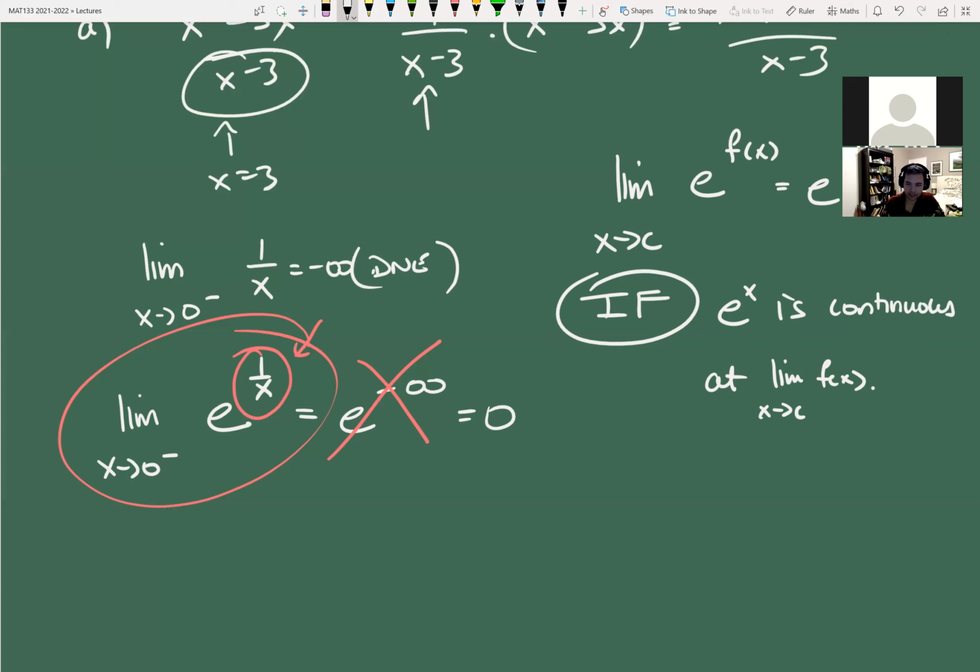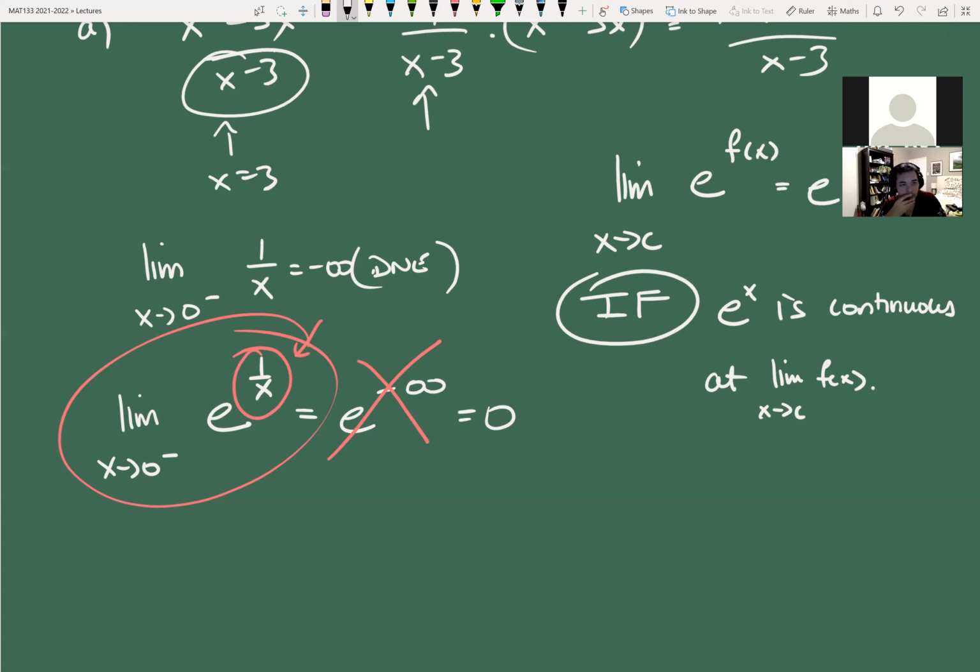So Abby, does that make sense? You're only allowed to take the limit inside if you know that the outer function is continuous at whatever the inner function limits to. That's the only time you're allowed to do that. So if the inner function's limit doesn't exist, you actually just kind of have to do it from scratch.